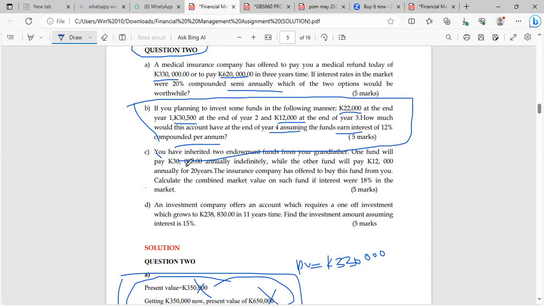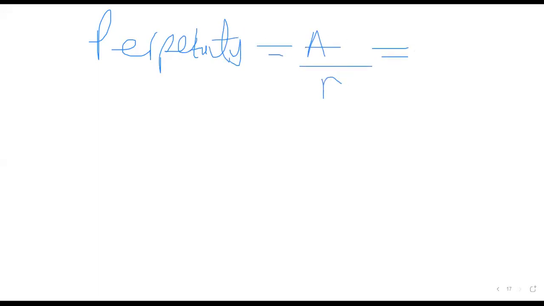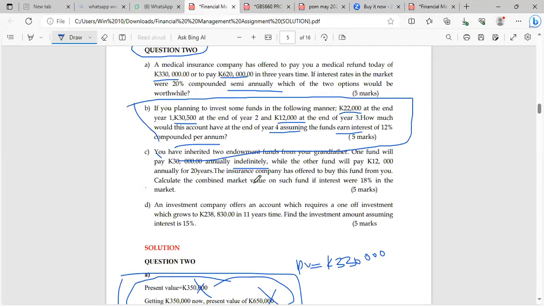So you have inherited 2 endowment funds from your grandfather. One will pay you indefinitely, which is a perpetuity. A perpetuity is a continuous cash flow, so it's equal to amount over rate. Our amount here is 30,000. The interest rate is 18%.